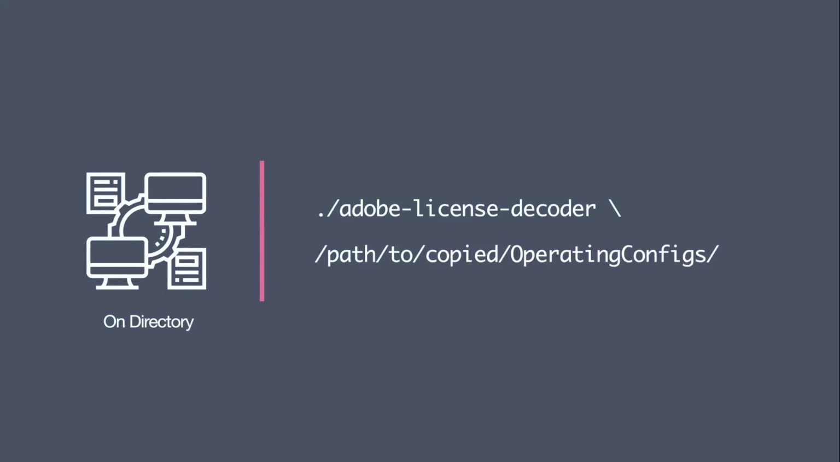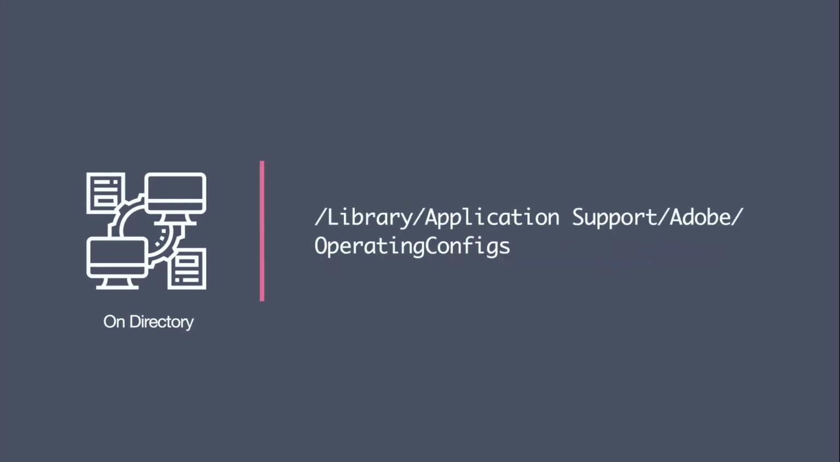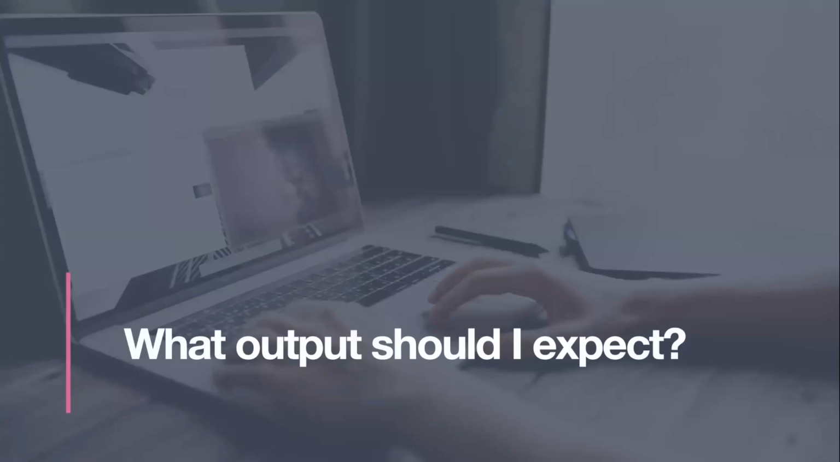And the last one, if you've copied the operating configs directory from a device, you can run the command again and point it towards your local copy of that directory. On a machine that has Adobe products installed, that lives in this location here. That's /Library/Application Support/Adobe/OperatingConfigs. You could potentially have a customer or a user who maybe is having licensing issues zip that file up and send it to you. You could then unzip that and run the tool in that directory locally, and it should give you some nice output.